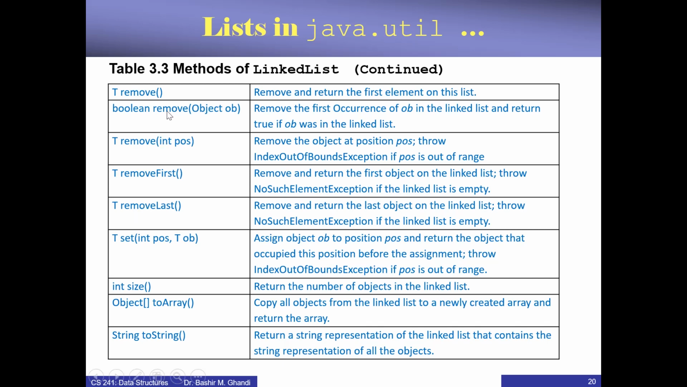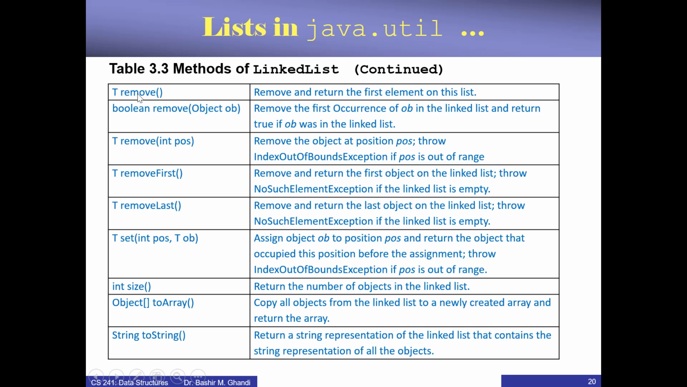This is equivalent to actually our general delete. If you recall, we give it an element. It will try to locate the node containing that element, and it will delete it. The only difference is this one, instead of returning the info in the node that is deleted, is returning true or false. True if the element was found and deleted, or false otherwise. This is what we are saying here. Remove the first occurrence of object in the linked list, and return true if object was in fact in the linked list. Otherwise, it will return false.